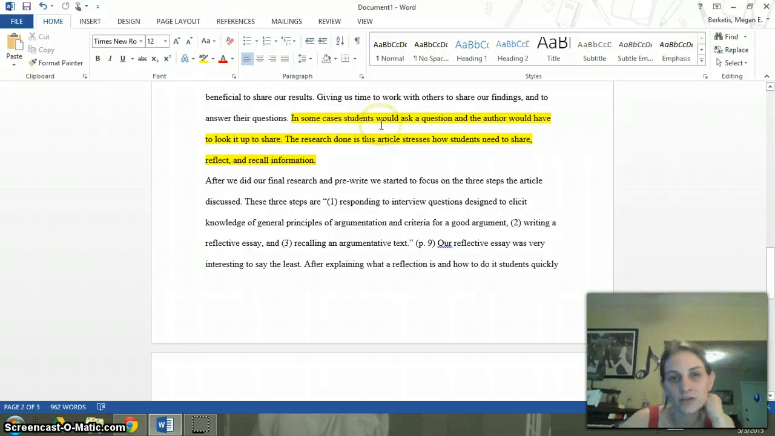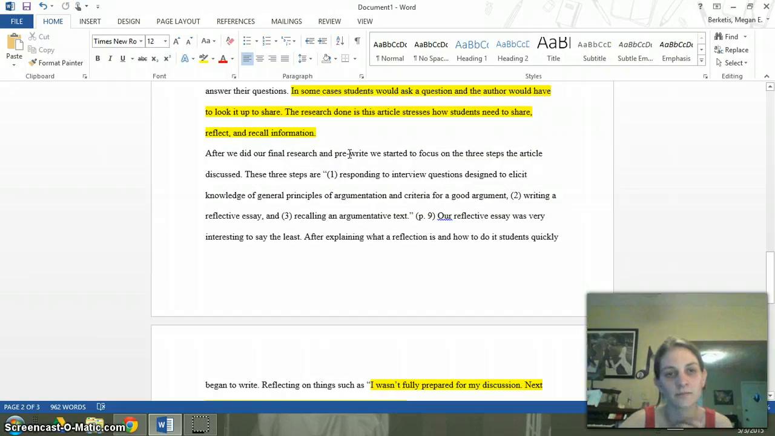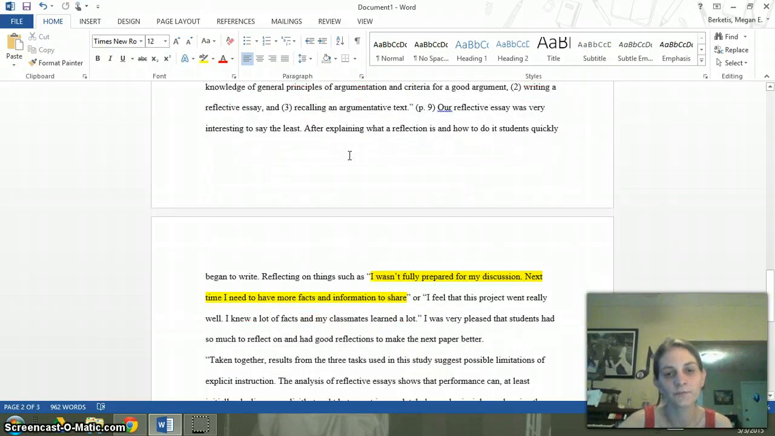In some cases, students would ask a question and the author would have to look it up to share. The research done in this article stresses how students need to share, reflect, and recall information. I love having them talk to each other about their paper, because a lot of times their peers will bring up a question that they didn't think about. They just overlooked it or already knew the answer because they know a little bit about their topic. So it's good to have them talk and question each other.